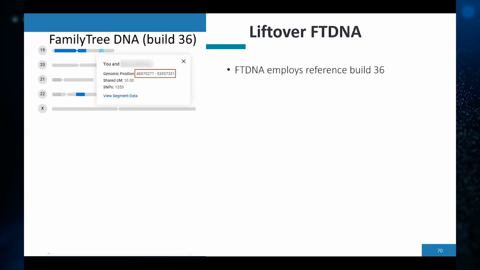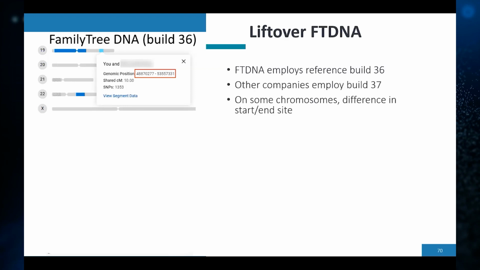FamilyTreeDNA data is reported, so the positions are reported, for a specific reference build of the human genome. When they're making those reference builds, they get a certain number, a build number. FamilyTreeDNA is using build 36, and all of the other companies are using build 37. For some chromosomes, that can make a difference.